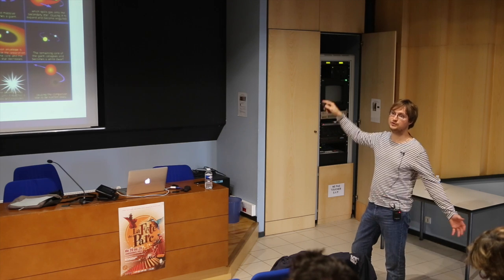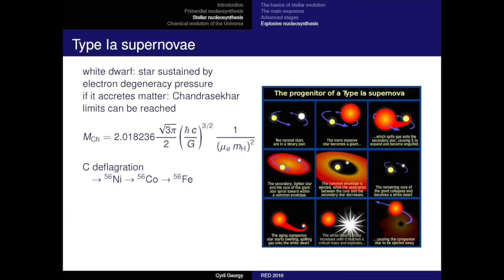Due to its radius inflation, these stars become huge, so it becomes easy to transfer mass from this star to the white dwarf. And progressively, the white dwarf will accrete matter, and it can reach at some point what is called the Chandrasekhar mass. The Chandrasekhar mass has this expression here and is about 1.4 solar mass. And it is the maximal mass that can be sustained by electron degeneracy pressure.